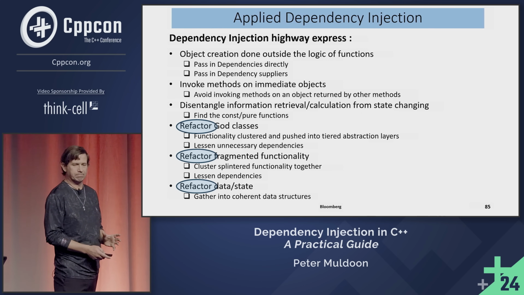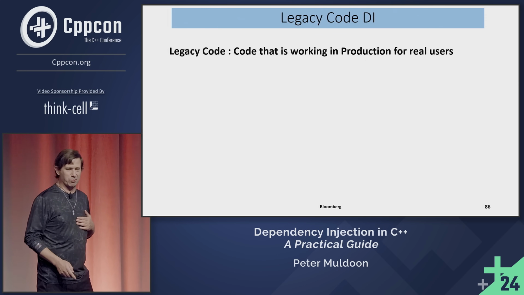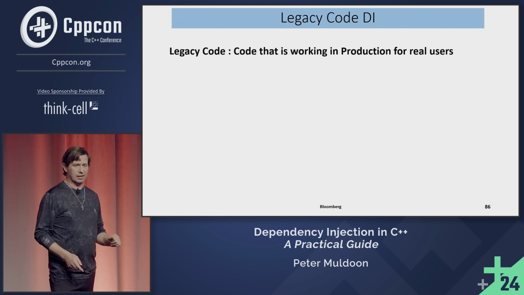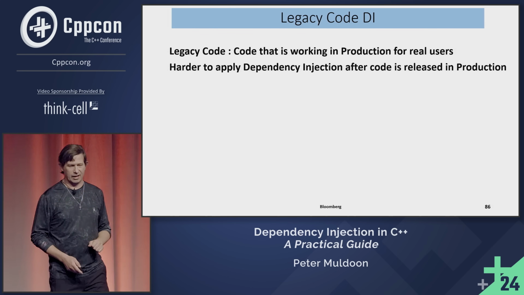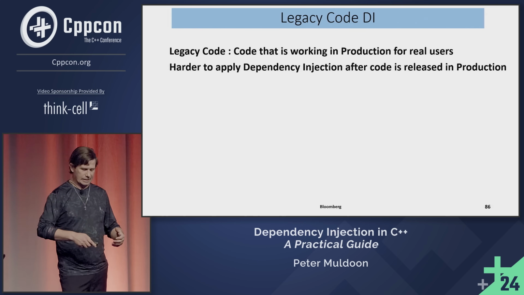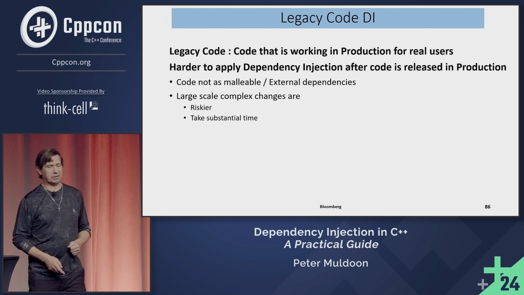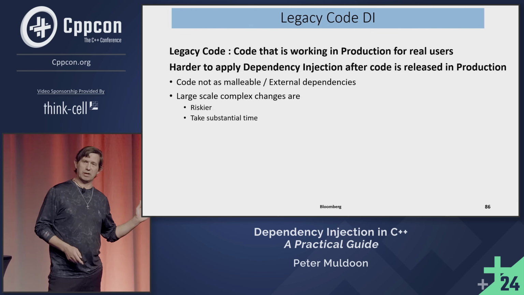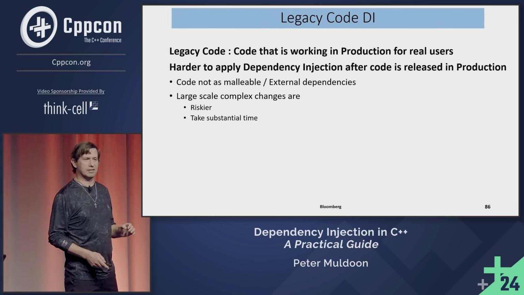All right, so let's talk about legacy code, because that's the beast I work in, right? My definition of legacy code for anyone who wants to know is, it's code that was working in production for actual users, right? It doesn't matter how old it is. It just makes it difficult to change when real people are using it, all right? So the code's not malleable, and we don't like large-scale complex changes coming in. I can't rewrite my whole code base for dependency injection, so I have to be judicious about its use, right?